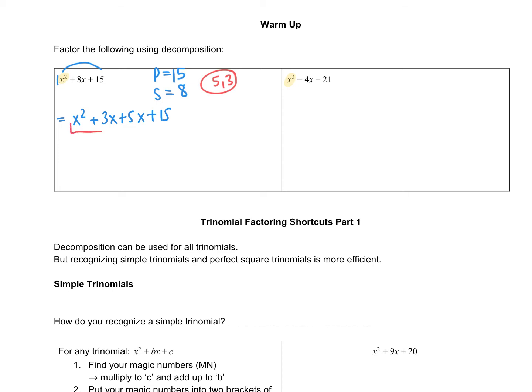And then when we pair up our terms, the first pair just has an x as a common factor, and the second has a positive 5. So when you factor out the x from the first pair, x squared divided by x is x, and 3x divided by x is 3. And the second pair, when we factor out a 5, we're left with 5x divided by 5 is x, and 15 divided by 5 is 3.